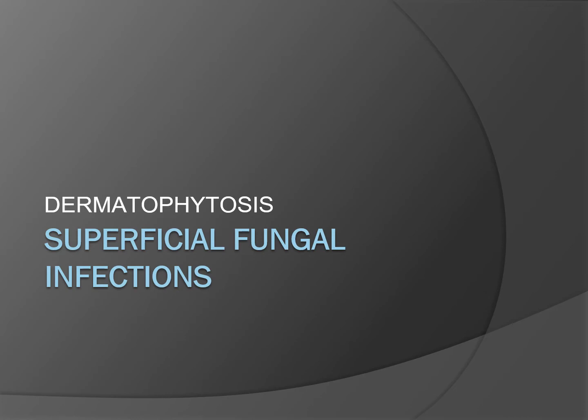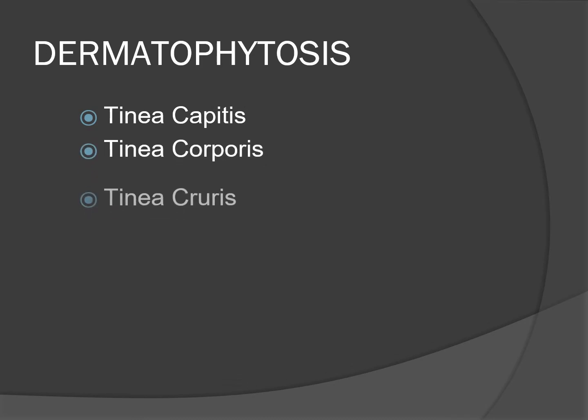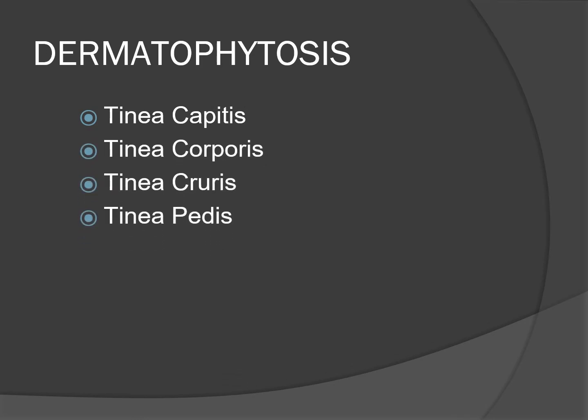Let's start with dermatophytosis. We will be discussing 4 common forms of dermatophytosis, namely Tinea Capitis, Tinea corporis, Tinea cruris, and Tinea pedis. It is useful for us to remember the names of these dermatophytosis because just with their names, we will already know the location of these fungal infections. For example, Tinea Capitis is dermatophytosis of the scalp.